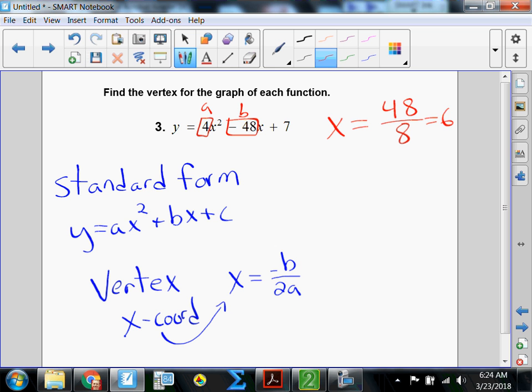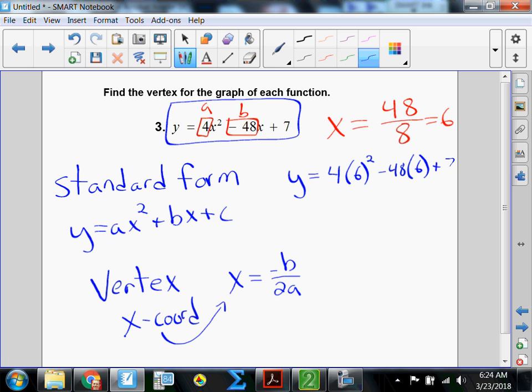To get the y-coordinate of the vertex, we need to take my equation and plug in the x. So 4 parentheses 6 squared minus 48 times 6 plus 7. So we get our calculator and we type it in exactly how that looks: 4 parentheses 6 parentheses squared minus 48 parentheses 6 close parentheses plus 7. We get negative 137. So my vertex is going to be at 6, negative 137.